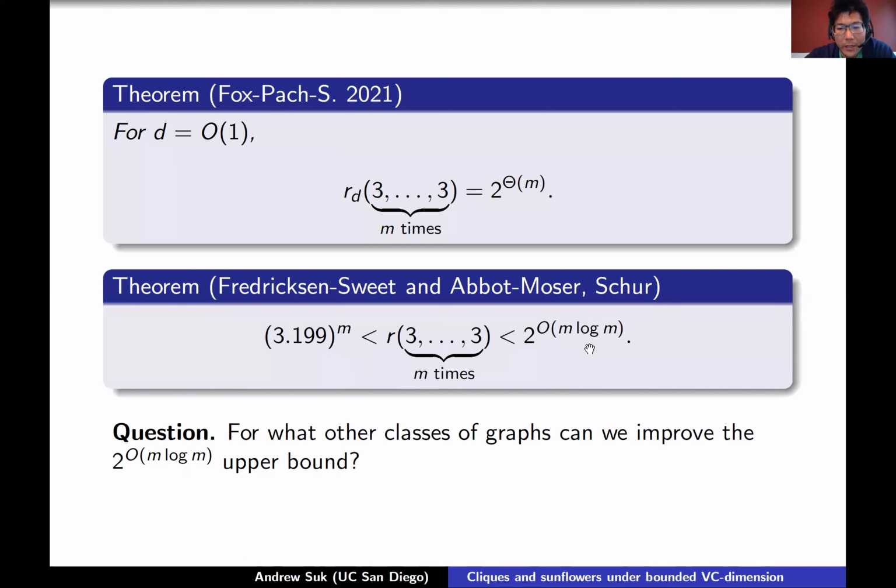So the general upper bound is 2 to the m log m. I'm not aware of any other classes of graphs that can significantly improve this upper bound of 2 to the m log m, other than graphs with bounded VC dimension. And actually, one more class of graphs, which is the intersection graphs of sets of size m.